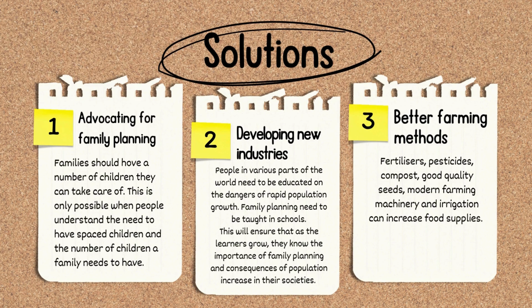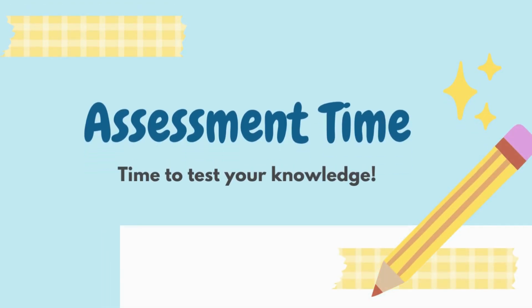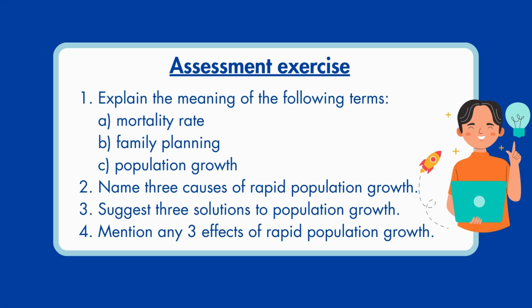After theory comes practice. So right about now, we're going to have assessment time where we're going to test your knowledge. In our assessment today, we'll be having these questions here. They're about 4, but the marks are more than that. The first question reads, explain the meaning of the following terms: mortality rate, family planning, population growth. Question 2, name 3 causes of rapid population growth.